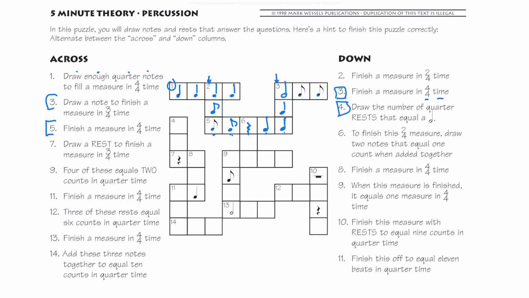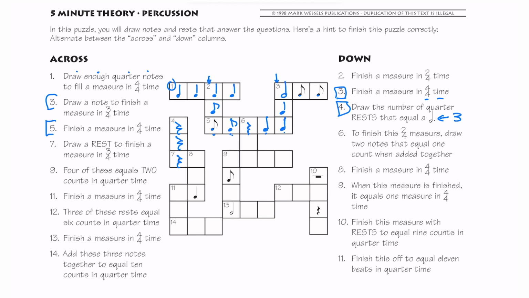Number 4 down. Draw the number of quarter rests that equal a dotted half note. So you have to know a dotted half note gets how many counts? 3. So let's draw 3 quarter rests. 1, 2, and then 1's already there. 3. Okay? Getting used to drawing those dotted half notes.